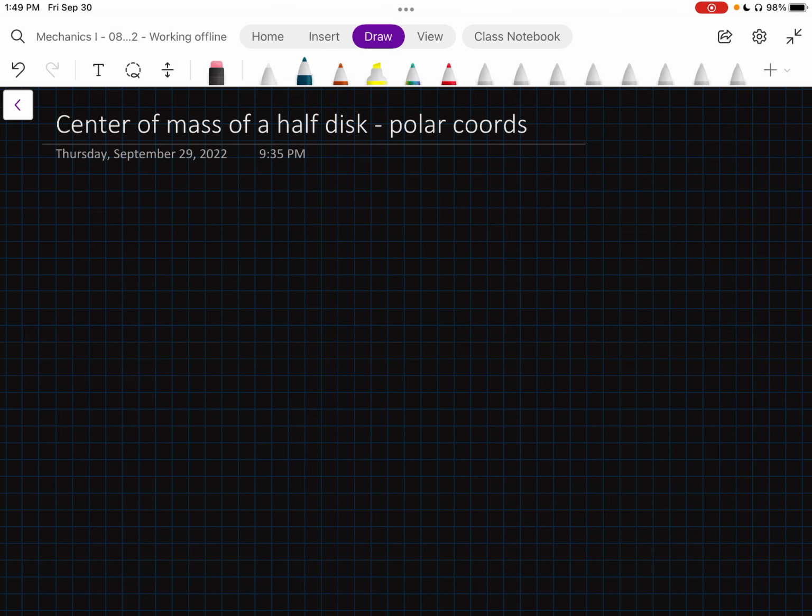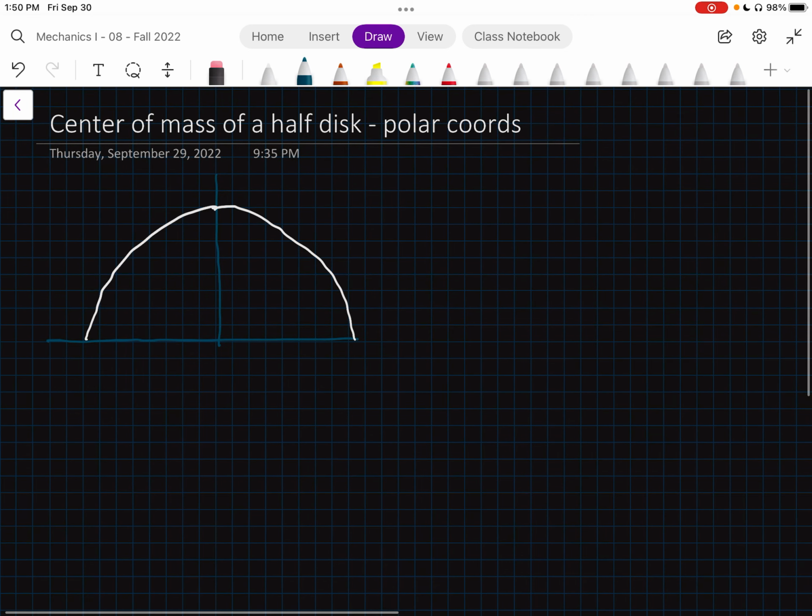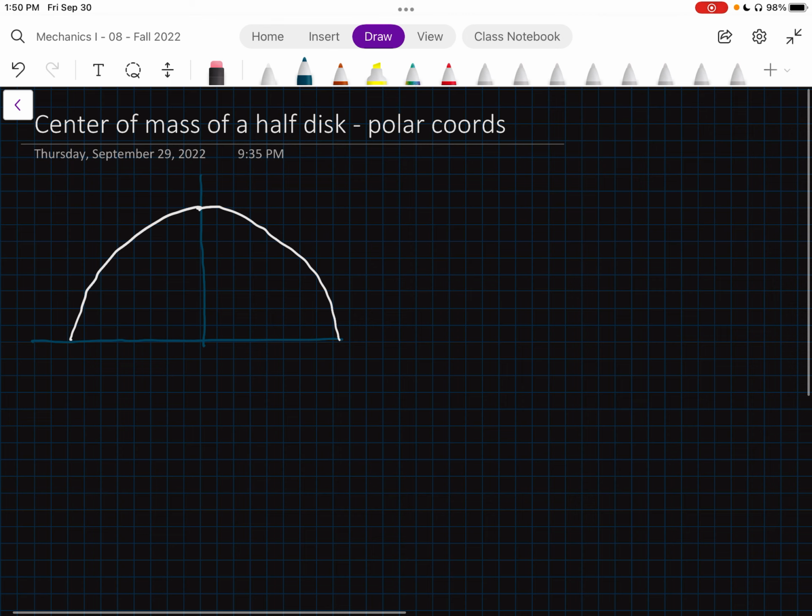Okay, I'm going to go through how we would calculate the center of mass for a half disk. So in class we talked about this as like a hockey puck, but we're just seeing half of it, right? We just have half of it, it's cut in half. So it looks like this. Okay, so this is my x-axis here, my y-axis here. And so I want to know what my center of mass is.